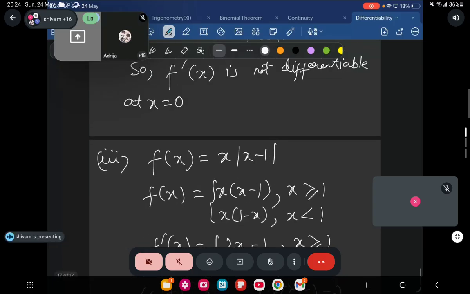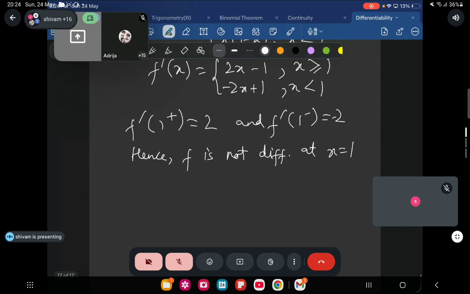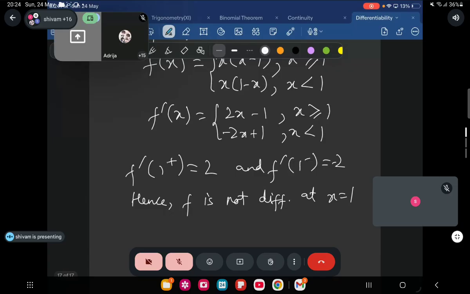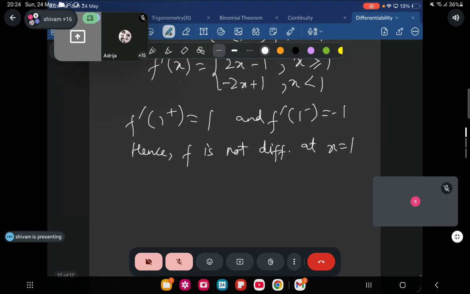The values of 1 plus and 1 minus will change. I have checked it. f dash at 1 plus is 2. No, it won't be 2 anymore. You subtracted 1. Oh, okay. f dash at 1 plus will be 2 minus 1, that is 1. And f dash at 1 minus will be equal to minus 2 into 1 plus 1, that is minus 1.